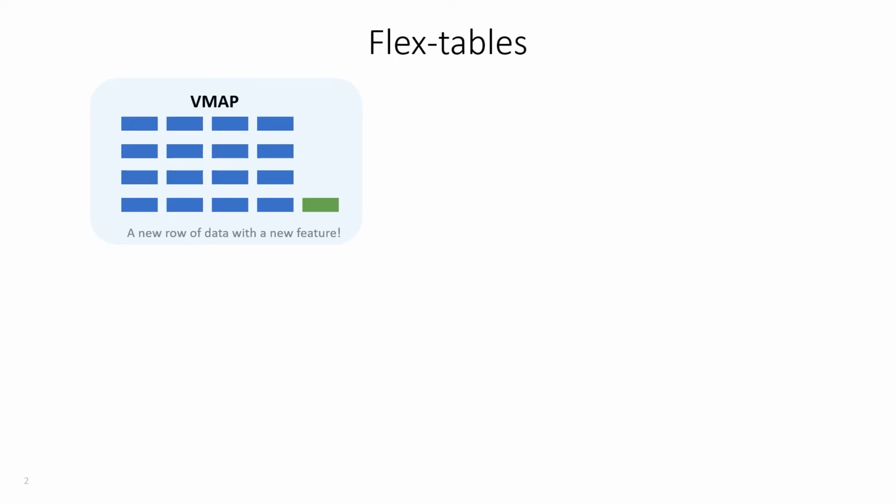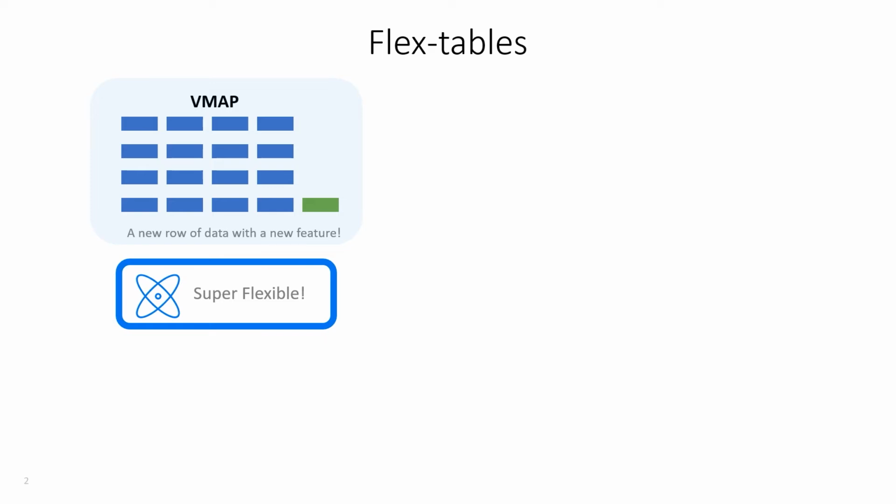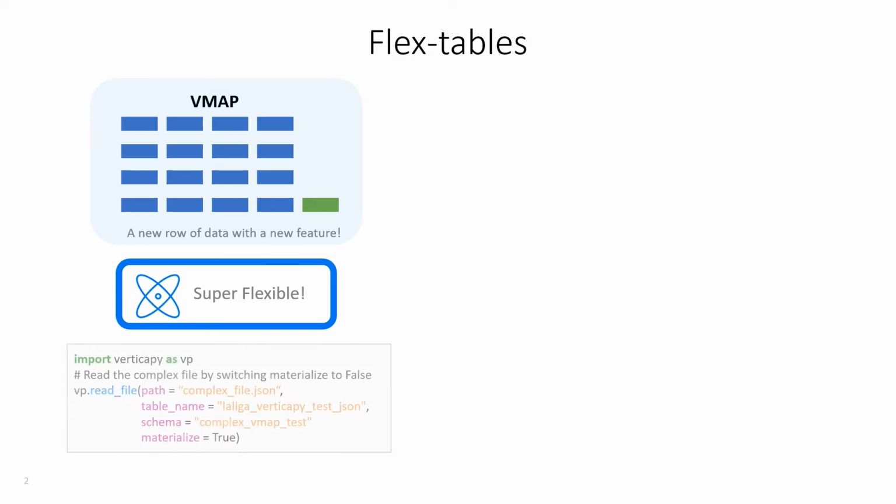Another new feature is flex tables. Because of VMAP data types, flex tables allow a lot of flexibility. Since the data structure is not rigid, any new data point with a different set of features can be readily inserted into an existing dataset. Along with being super flexible, it is also super convenient, as it only requires you to switch just one parameter while ingesting.